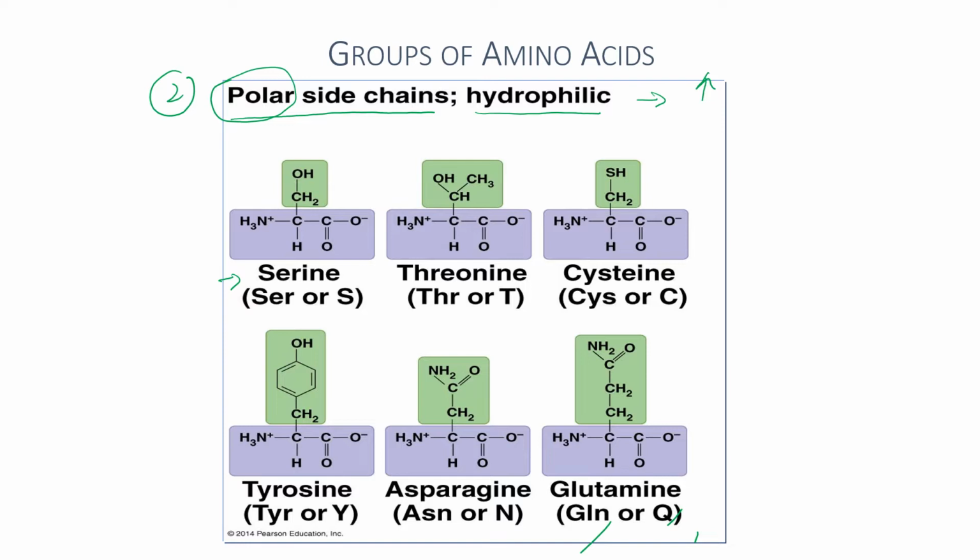As you can see, for this polar amino acid, they have hydroxyl. We know that hydroxyl is polar. It can form hydrogen bonds with water molecules. The same goes for threonine, it has hydroxyl, sulfhydryl, and then tyrosine also has hydroxyl, and then asparagine has a carbonyl group, and then glutamine also has a carbonyl group. So by having these functional groups, it allows the amino acid to be polar and hydrophilic.